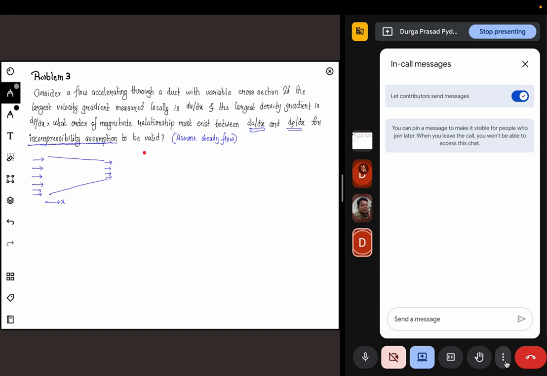If I write my continuity equation, it will be something like this, right? Del rho del t, or if I write it in the material derivative form, this is basically my continuity equation, right? And I'm saying it is a steady flow, so this is 0. So all I'll be having is u times del rho del x plus rho times del u del x equal to 0. Now, what is the condition for incompressibility?